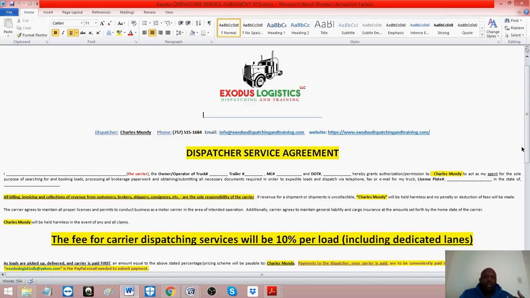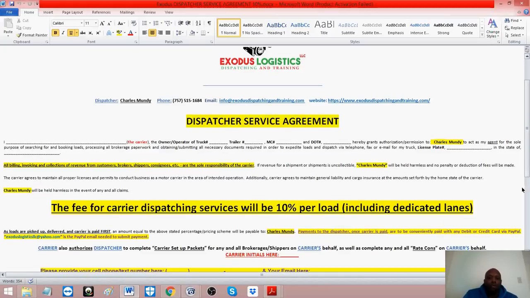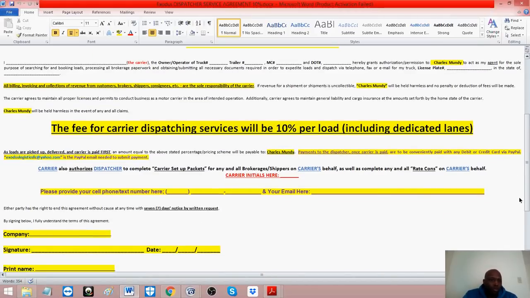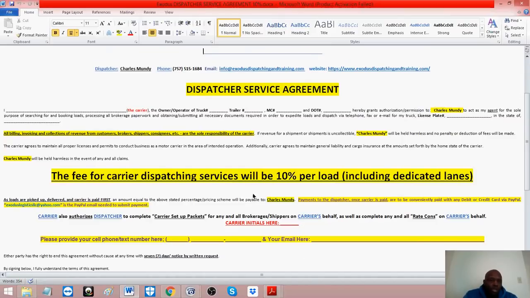Why not include them giving you also permission to fill out the forms on their behalf as well? So what I did, I did an addendum to my dispatch agreement where it says right here, we go through the general terminology in the agreement: I, the carrier, truck number this, trailer number this, MC number this, DOT number that, hereby grants authorization, permission to, and then your name goes here, to act as my agent for the sole purpose of searching for and booking loads, processing all brokerage paper.